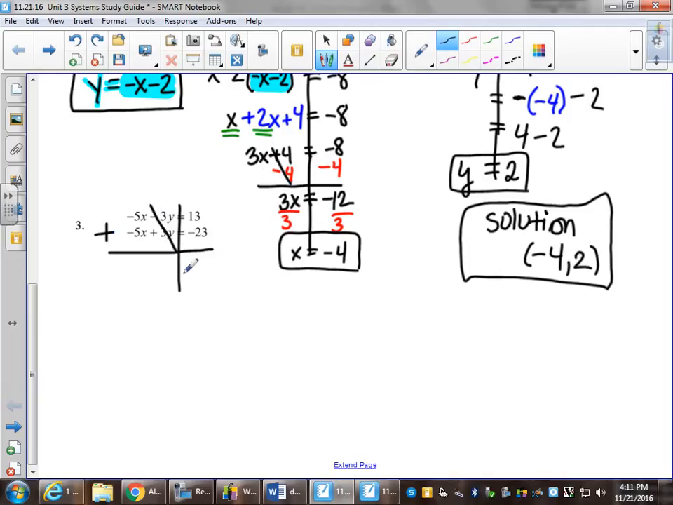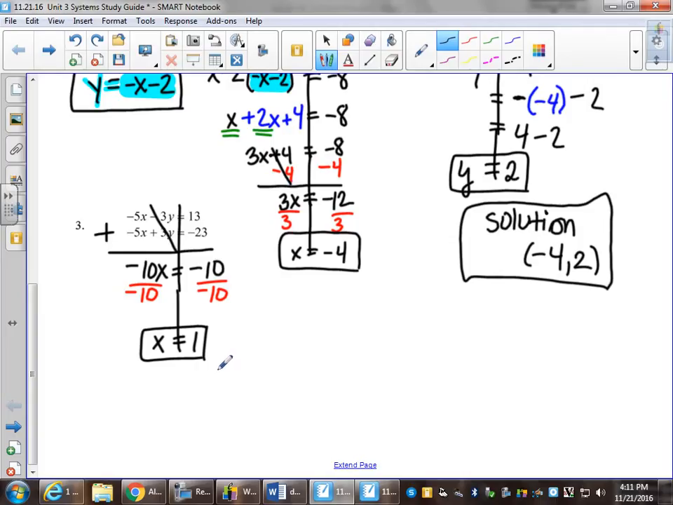I know that my y's are going to cancel, and then my negative 5x minus 5x, that gets me a negative 10x equals 13 minus 23 is negative 10. Divide both sides by negative 10. X equals 1. We've got x equals 1, but we still need y.